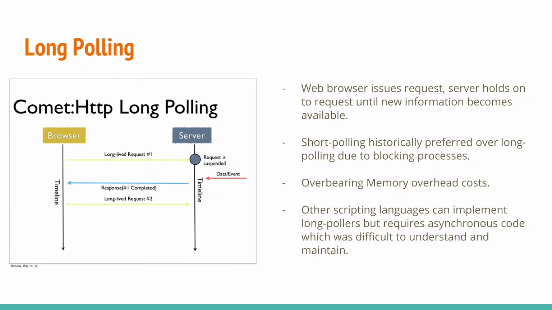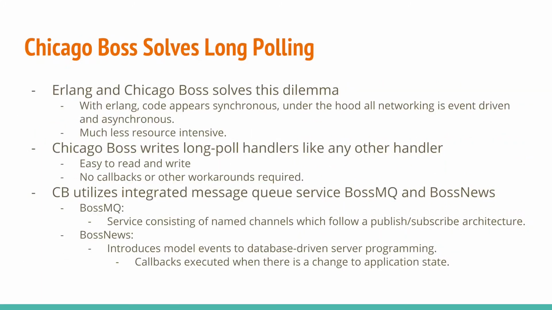Other scripting languages such as Node and Python could implement long pollers, but required asynchronous code which was difficult to understand and maintain. Erlang and Chicago Boss solve this dilemma. With Erlang, code appears synchronous, but under the hood, all networking is event-driven and asynchronous, making tasks like long polling much less resource-intensive. With Chicago Boss, we can write long poll handlers as we would any other handler, making them easy to read and write, no callbacks or other workarounds required.